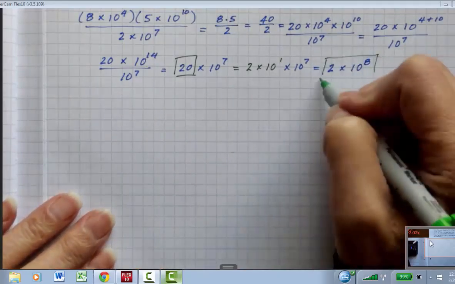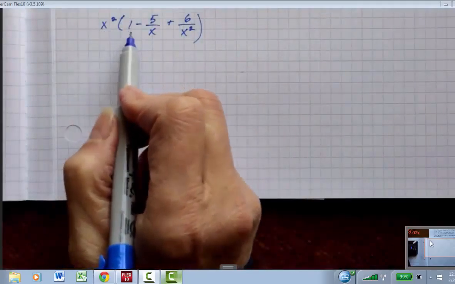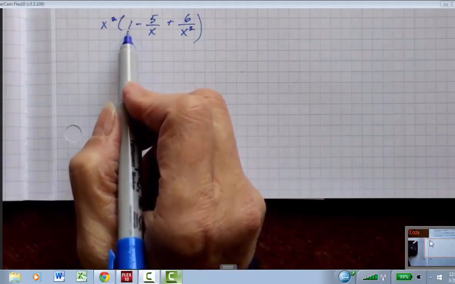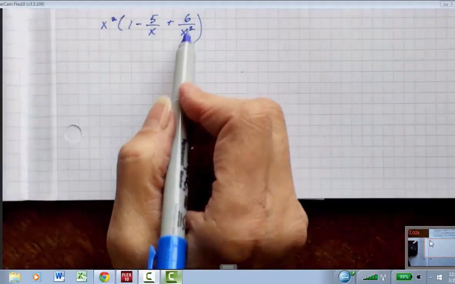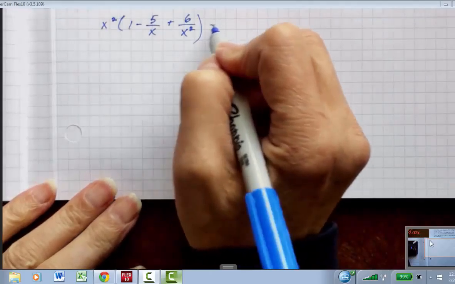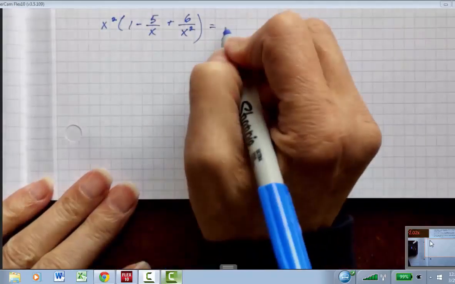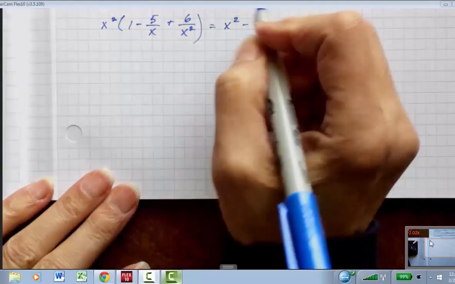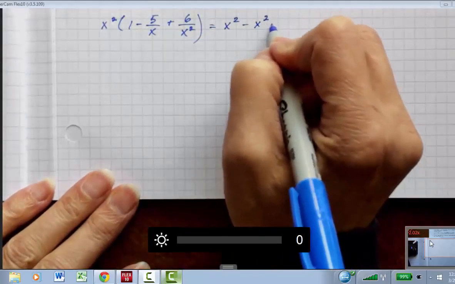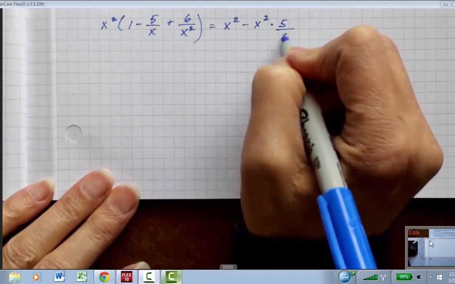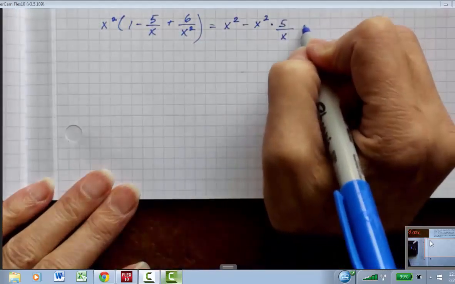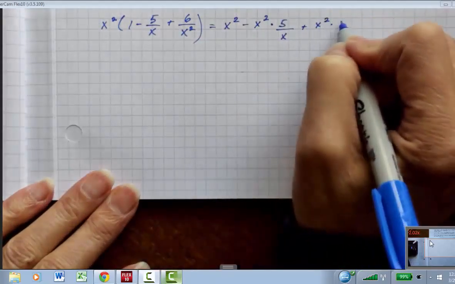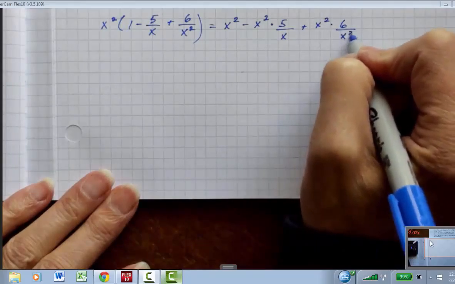And that's my answer. In this problem, we're taking x squared and multiplying it through a set of parentheses, 1 minus 5 over x plus 6 over x squared. So I'm going to use my distributive property. X squared times 1 gives me x squared. Then x squared times 5 over x. And then x squared times 6 over x squared.